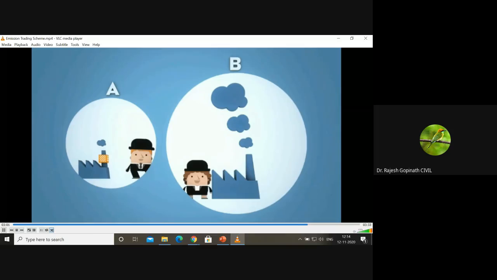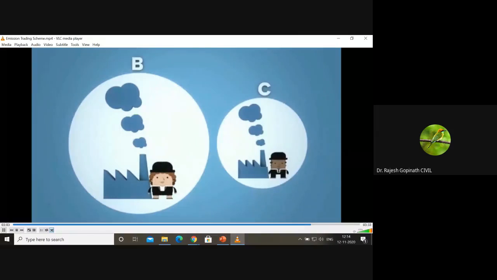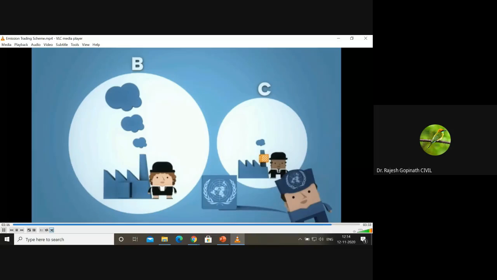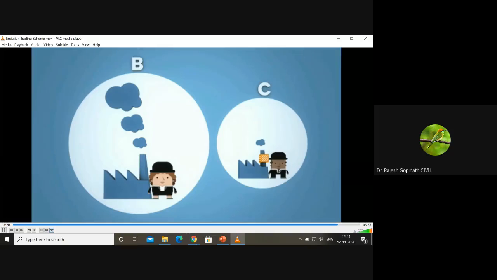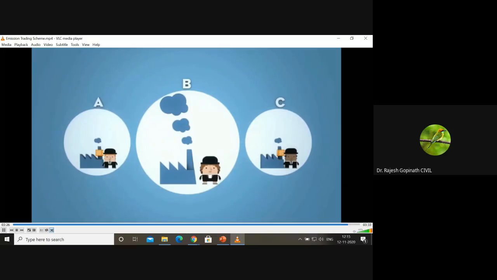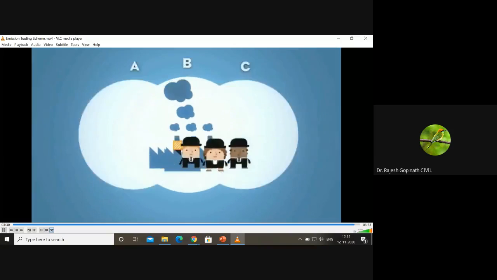However, Factory B can also cover its emissions by investing in CO2 reducing measures in Factory C, which is located in a developing country. Although this country does not have any obligations under the Kyoto Protocol, the UN can still approve the emission reductions and give Factory B carbon units equivalent to the reductions in Factory C. So, regardless of whether Factory B buys units from Factory A or C, the result is reduced emissions.